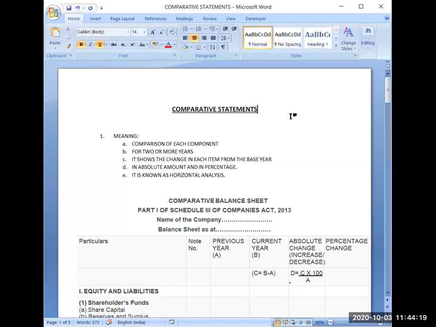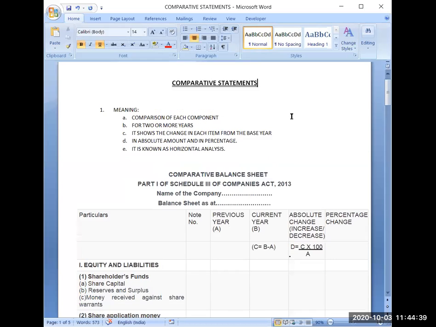So there are various tools of financial statement analysis. One tool is comparative statement, another tool is common size statement, third tool is ratio analysis, and fourth tool is cash flow statement. These are the various tools of financial statement analysis which we will be learning in the coming chapters.